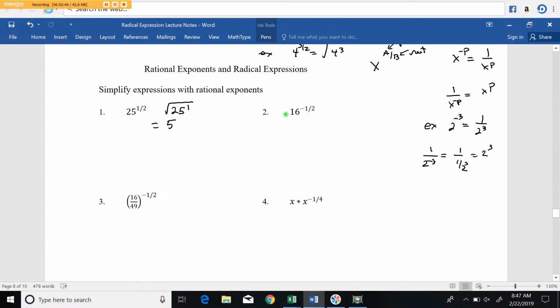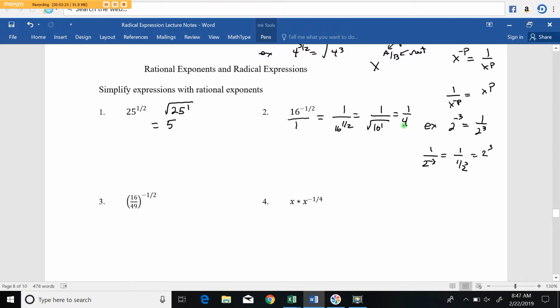Go ahead and do number 16 here. This power has a minus sign and a fraction. So let's talk about the minus sign first. I like to think of it like this. Let's write it as 16 over 1 for a moment. Fractions have an upstairs and a downstairs. This minus sign means put this thing downstairs. So this is going to be 1 over 16 to the 1/2. Now, 16 to the 1/2 means the square root of 16 to the first power, which is 4. So this is equal to 1/4.